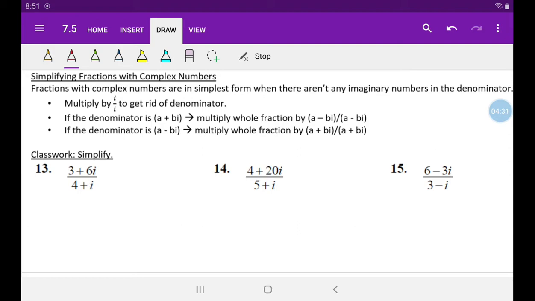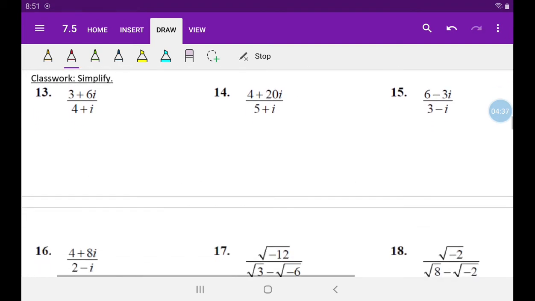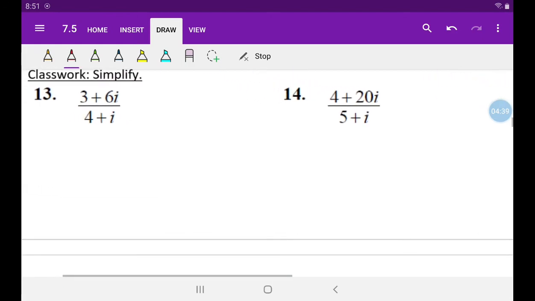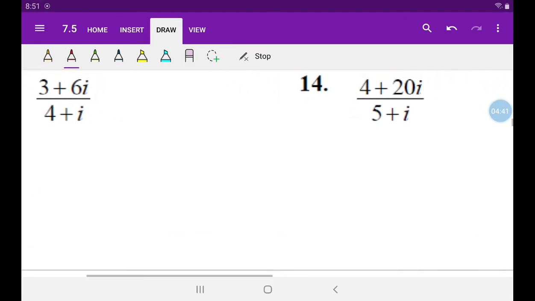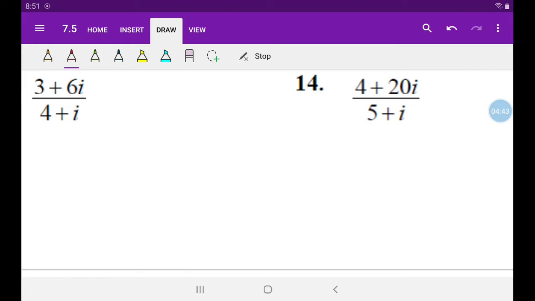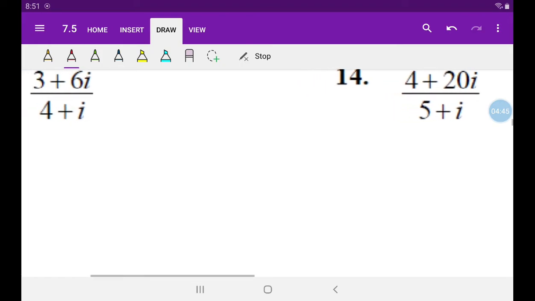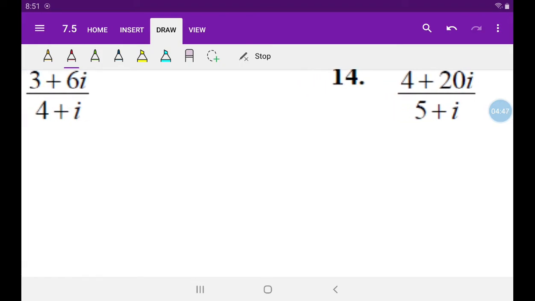And if it's a minus bi, you multiply by a plus bi over a plus bi, okay? So we'll go ahead and start with this classwork. So for number 13, okay, we've got 3 plus 6i over 4 plus i. So the complex conjugate of that denominator is going to be 4 minus i. So we'll multiply by 4 minus i over 4 minus i.